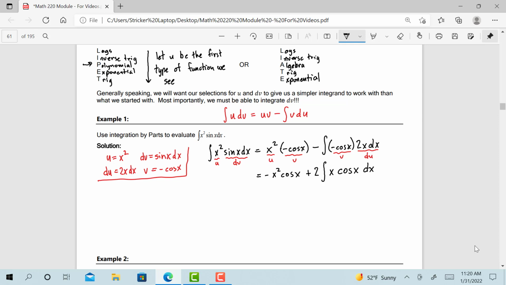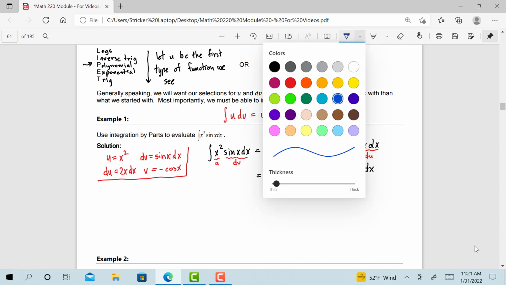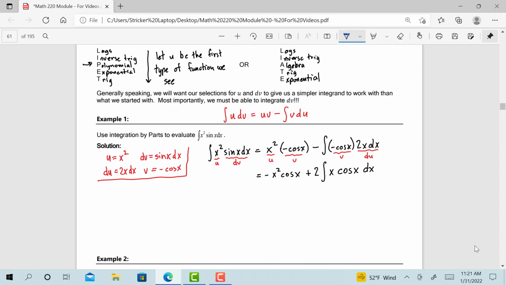And so things are getting a little bit simpler, but we still have, in the second part of this result, a function times a function that are unrelated. We still have a polynomial function x times a trig function cosine. So we're going to have to use the integration by parts method one more time, and that often happens. We can do that. But we're just going to do it on this part that I'm about to box here. We don't have to do it on the whole thing. We're just going to do integration by parts again.